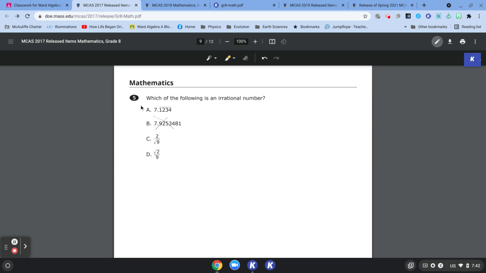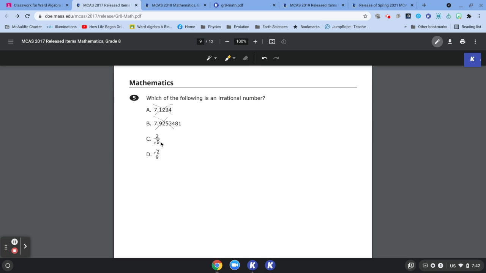It has an end. Another one that would be a rational number is 7.1234 repeating. If it repeats, if it has a repeating pattern, it goes forever, it's a rational number. That would be 7 and 1,234 9,999ths. That is also not an irrational number.